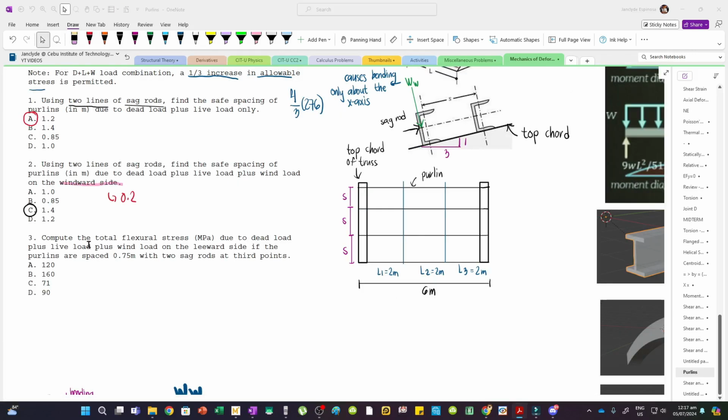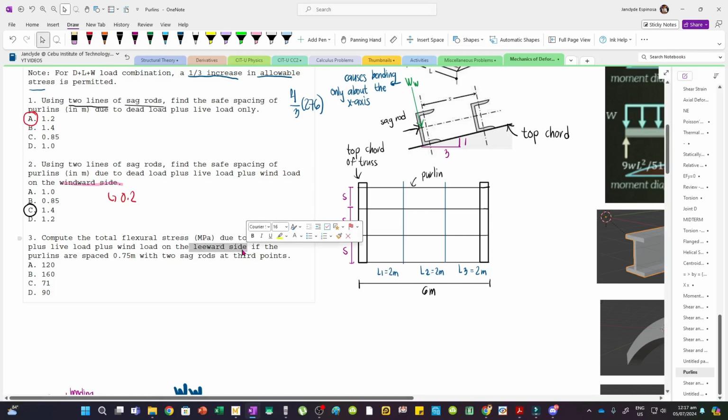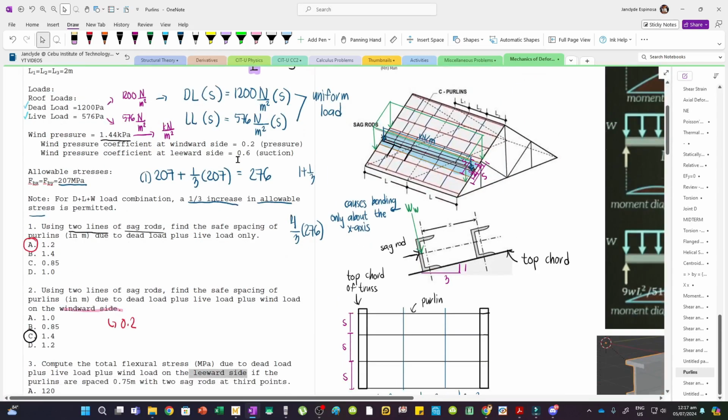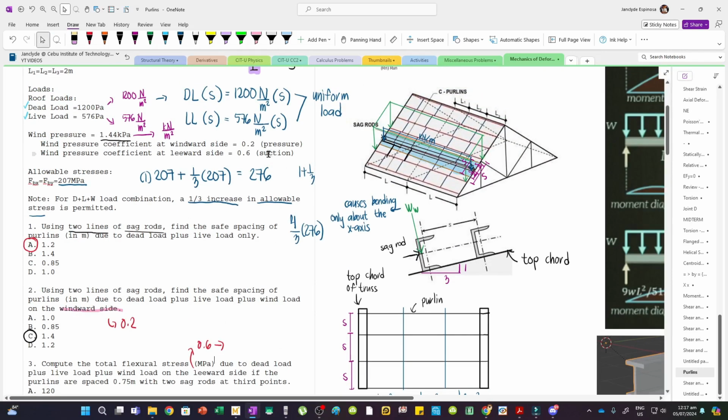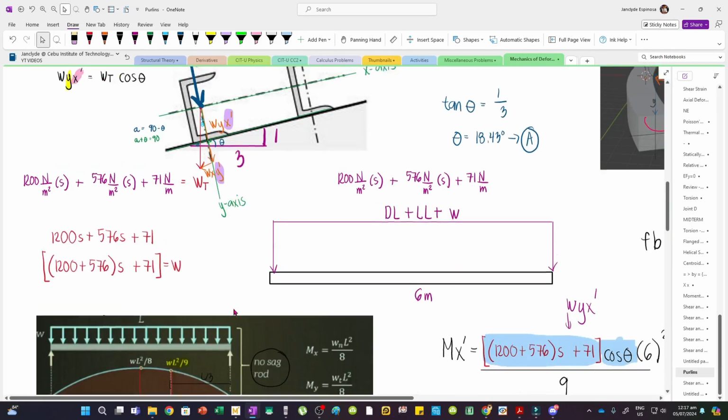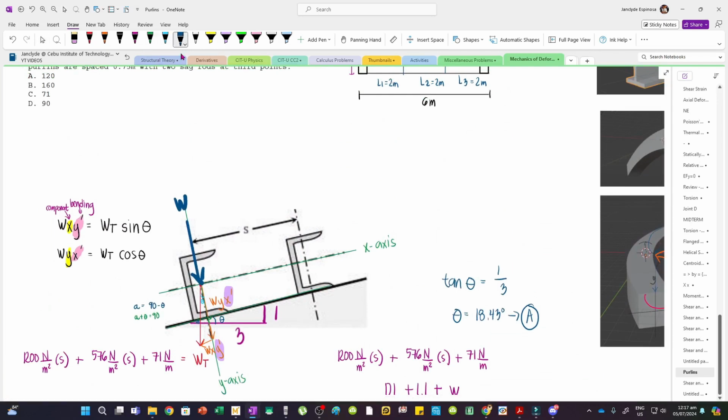Now, let's try to solve number 3. Compute the total flexural stress due to dead load plus live load plus wind load. But this is now on the leeward side. Now, for the leeward side, we have a coefficient of 0.6. Now, take note that for the leeward side, what happens is suction. And so what's going to happen here is, for the leeward side, we have WL, the direction of the force is actually away from the channel. So this will essentially cause a negative bending. Negative bending if we are on the leeward side.